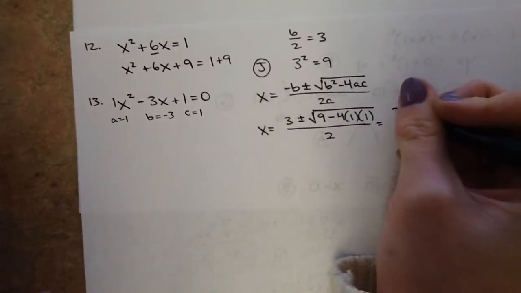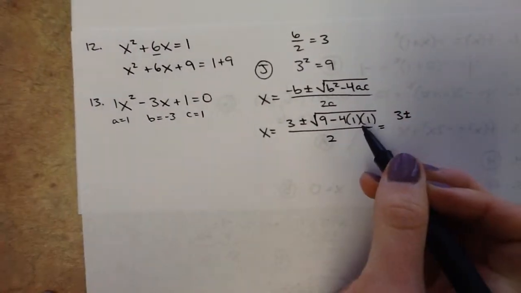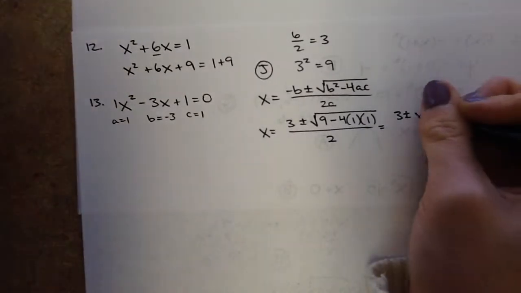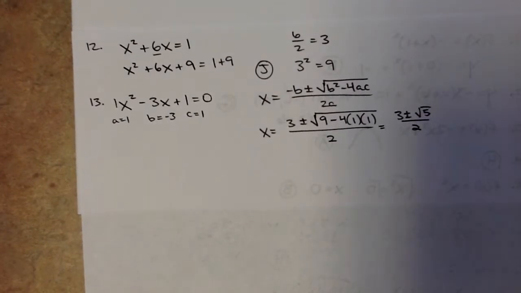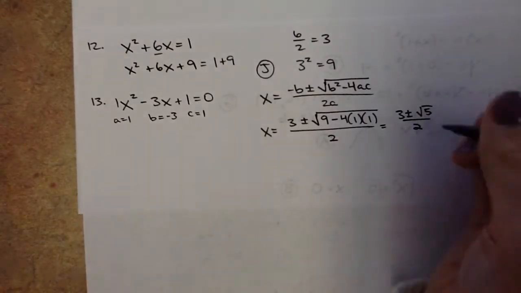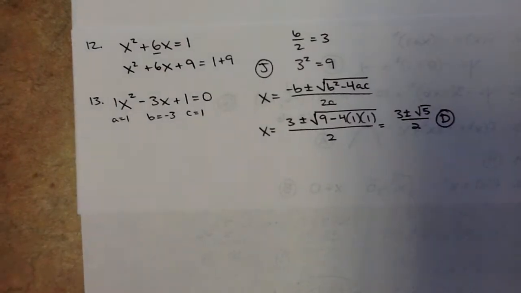Let's simplify that square root. So I have 9, and this is just 4, because it's 1 times 1. So I have a 5 under the square root. And then since 5 isn't a perfect square, I can't take it any farther. And that matches with the last option. This is letter D on our multiple choice.